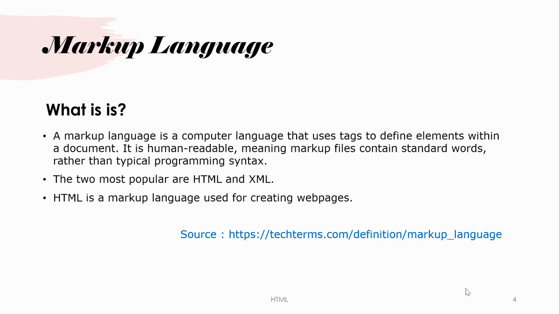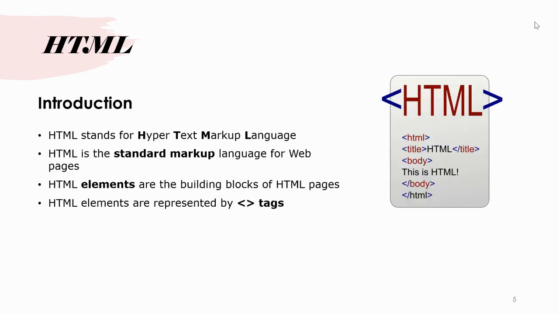So we look into what is HTML. HTML is a markup language, a computer language that uses tags to define elements within a document, and it is human readable. You write the code to give instruction to the web browser to display certain documents based on the structures that you have chosen. The two most popular are HTML and XML. HTML is a markup language used to create web pages, while XML is normally used to describe the data of the web pages, right?